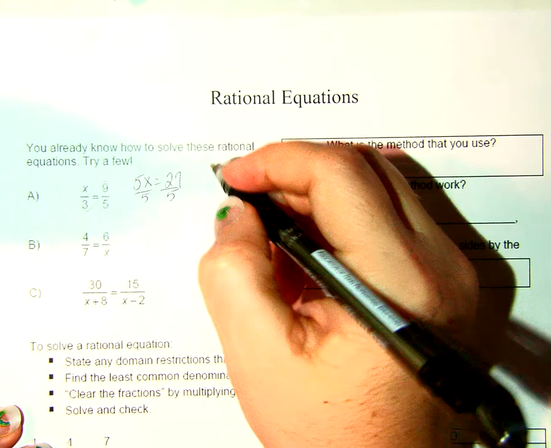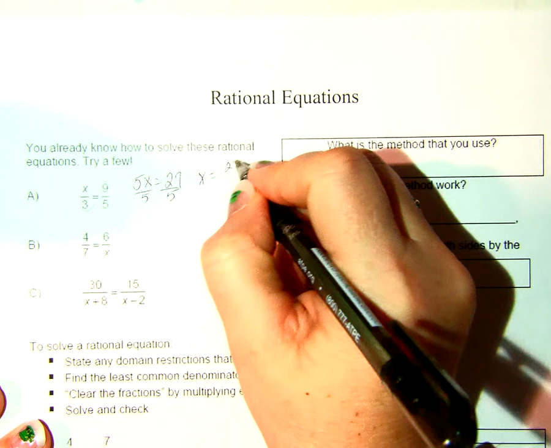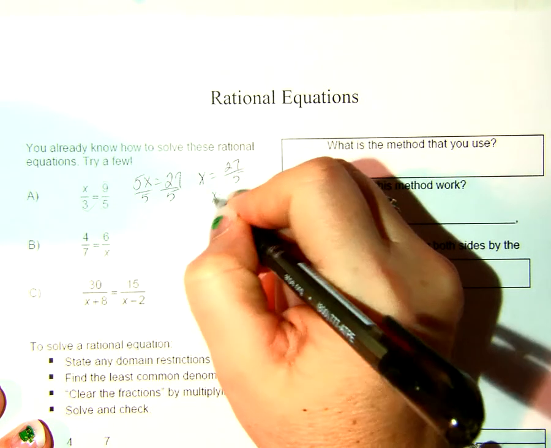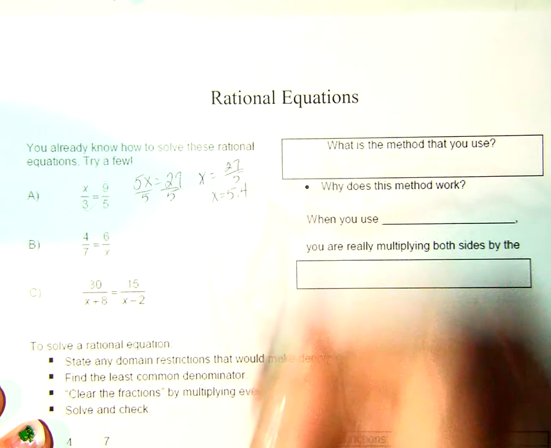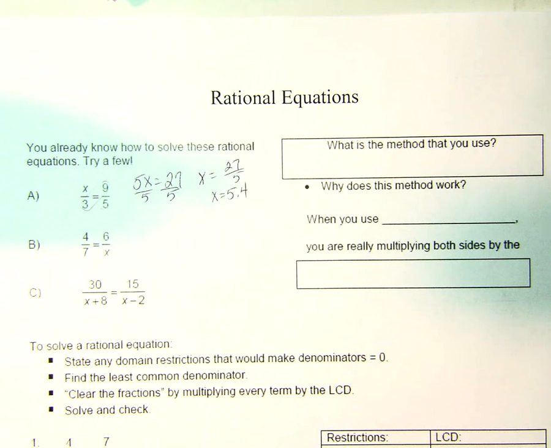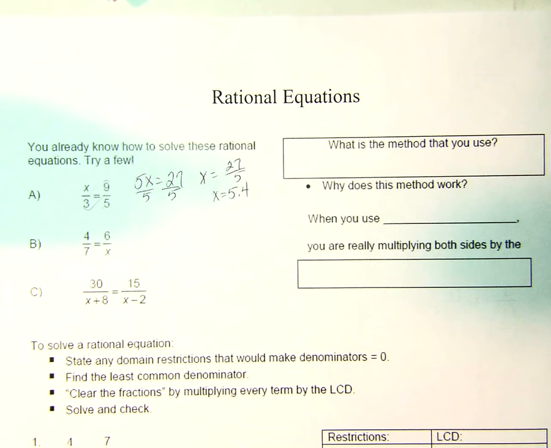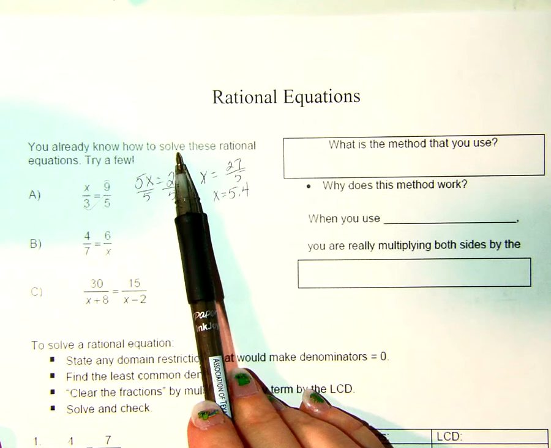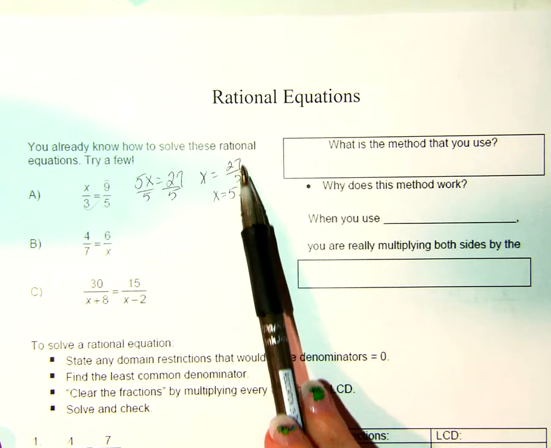Now, would it be wrong if I said 5.4? Where did 5.4 come from? 27 divided by 5, right? Which one of these is more correct? It depends on what you're doing. If it just says solve, which it does, this is a perfectly fine answer.